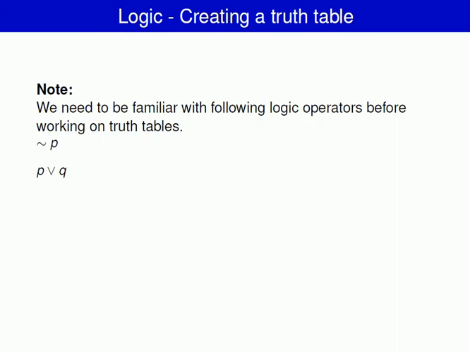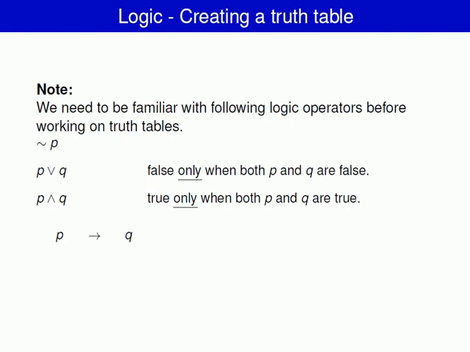P or Q. P or Q is true if at least one of these statements is true, either P or Q or maybe both. So the only time it's going to be false is when both P and Q are false. So here is a hint to remember the truth table for P or Q. P and Q. Similarly, P and Q is true only in one situation, when P is true and Q is true. If at least one of them is false, P and Q is false.